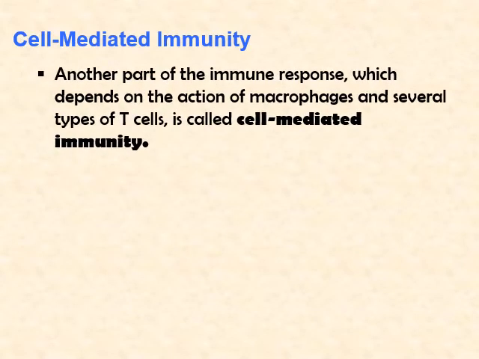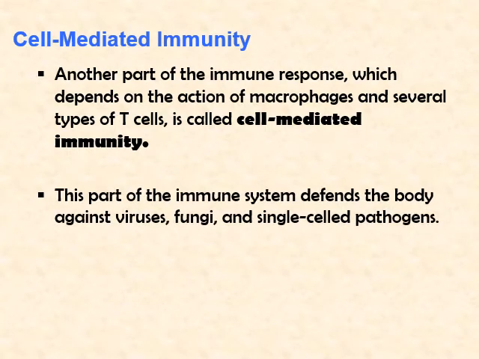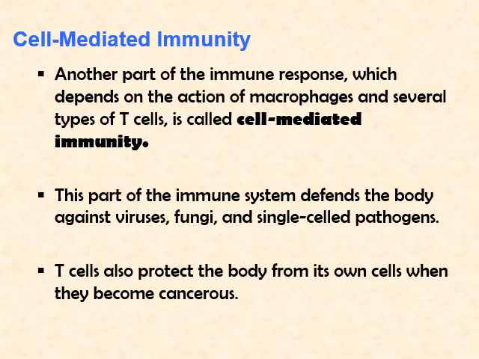Now to the second type of action of the immune system, called the cell-mediated immunity or the T cells response. Another part of the immune response, which depends on the action of macrophages and several types of T cells, is called the cell-mediated immunity or the T cells response. This part of the immune system defends the body against viruses, fungi, and single-celled pathogens, basically the protists. T cells also protect the body from its own cells when they become cancerous.